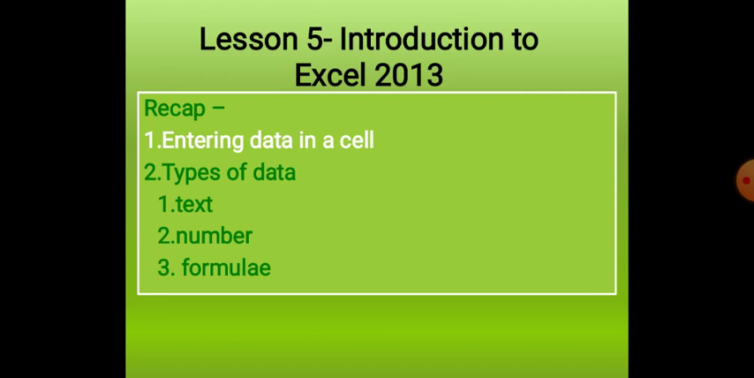Children, last time we studied about entering data in a cell. We discussed that we can enter data just by simply clicking on the cell and typing the content. We also discussed the types of data we can enter in Excel, like text data, where alphabets and numbers come; number data, that can only contain numbers, and we can perform mathematical calculations on the numbers. And the third type of data we studied is formula, used for some calculation purpose. It is a mathematical equation or predefined function we use for calculations.